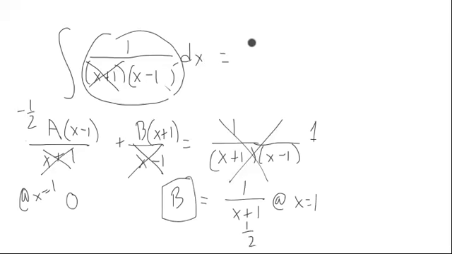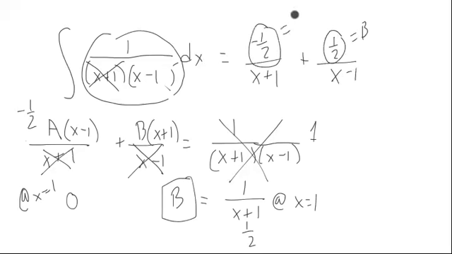So you'd end up getting negative 1/2 over x plus 1 plus 1/2 over x minus 1. Okay, so this would be b, and this would be a.